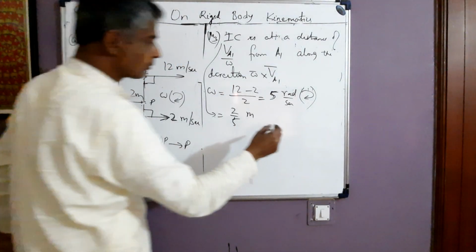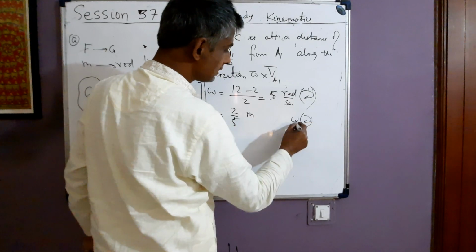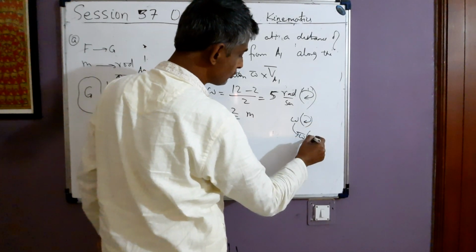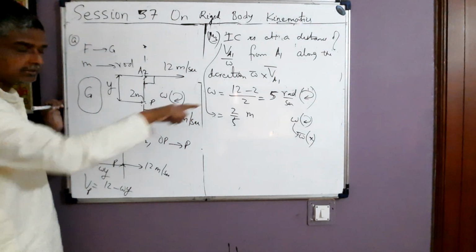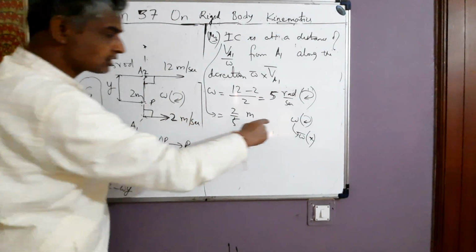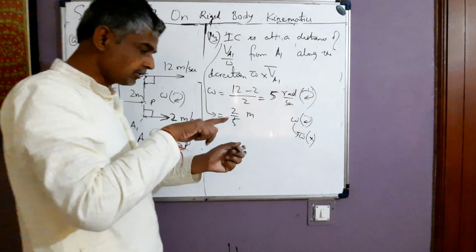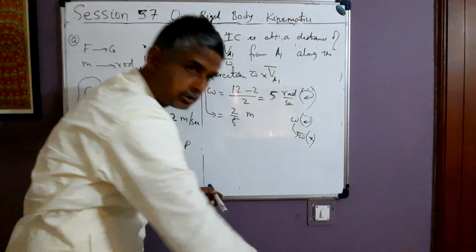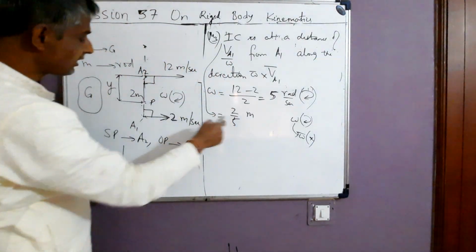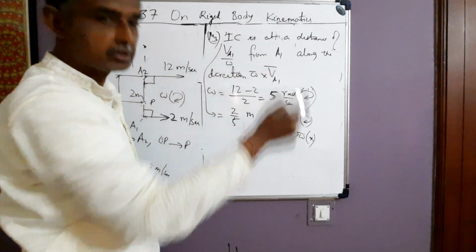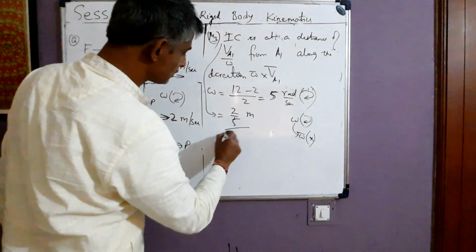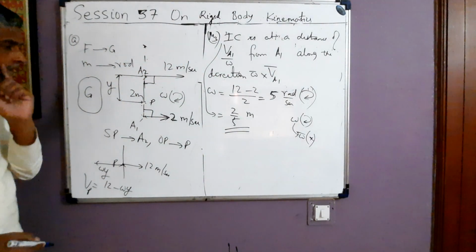Now see, omega in this case has a clockwise sense. So the direction of omega from right hand thumb rule is normally into the plane of board. And VA1 is rightward. So omega cross VA1 is where? Omega is this way, VA1 is that way. Omega cross VA1 is downward. So IC is at a distance of 2 by 5 meter vertically below A1, which is the same answer as you obtained by method 1 and method 2. So this also we have obtained the location of IC.